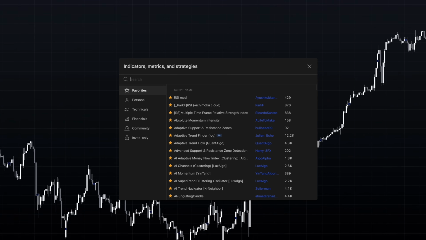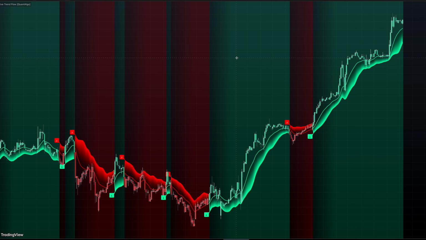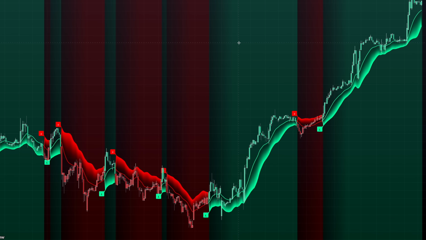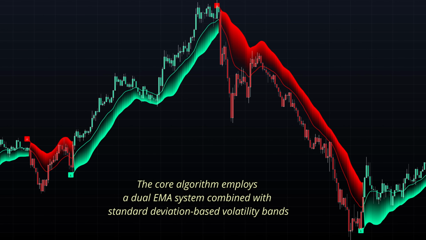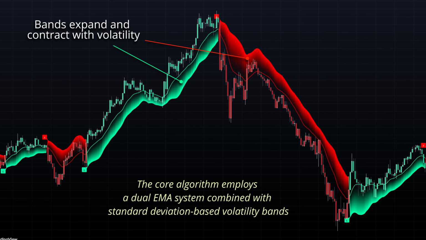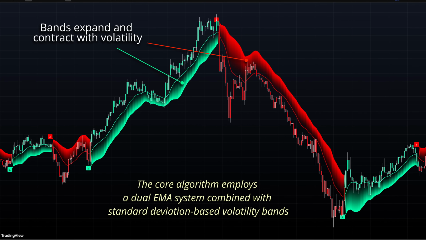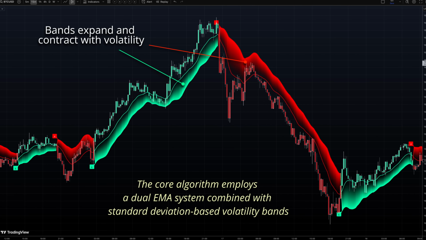Adaptive Trend Flow. Created by QuantAlgo, this indicator combines dual exponential moving averages with volatility-adjusted bands to create an adaptive trend-following system. The indicator calculates a basis line from fast and slow EMAs of typical price, then constructs upper and lower boundaries, using standard deviation, multiplied by a sensitivity factor to accommodate varying market volatility conditions.